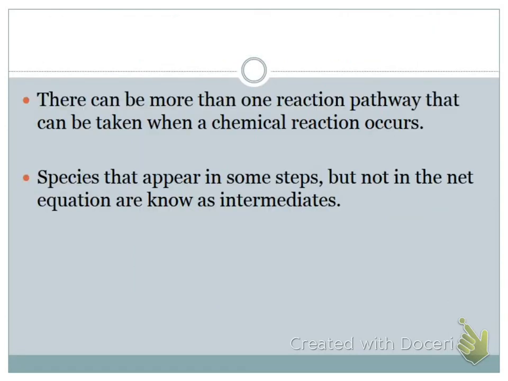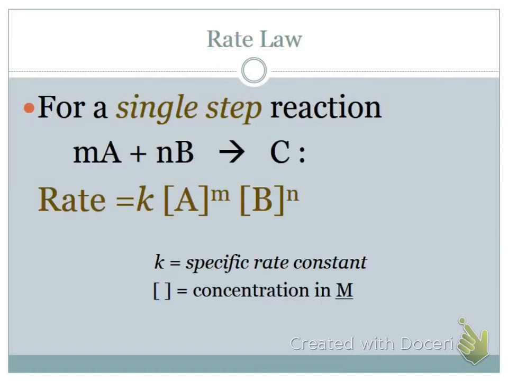So there can be more than one reaction pathway that can be taken for a chemical reaction. Species that appear but are not involved, or are consumed, we call those the intermediates. When we're writing the rate law, we're only going to do this for single-step reactions or mechanisms that I show you. In AP Chem, they're given a series of data, and they have to determine what the rate is based on if I increase the concentration, what happens to the rate. If I double the concentration, what happens to the rate? We don't do that in here. We're only going to do single steps.